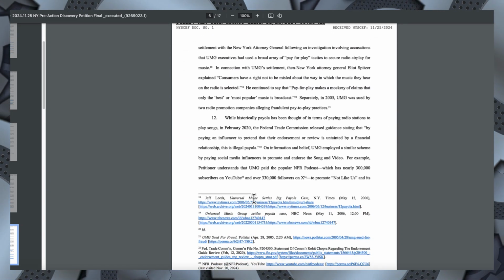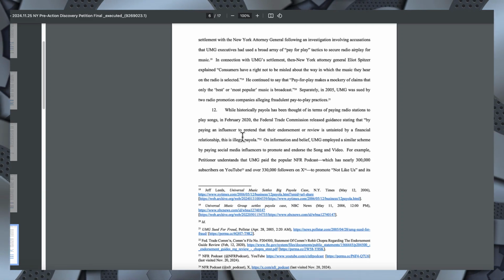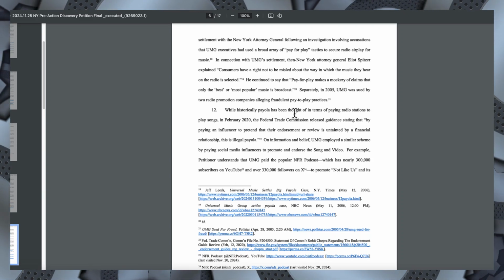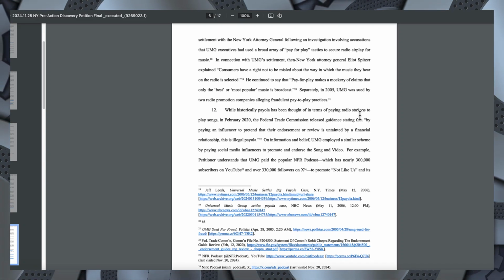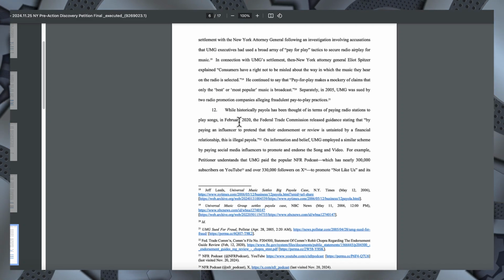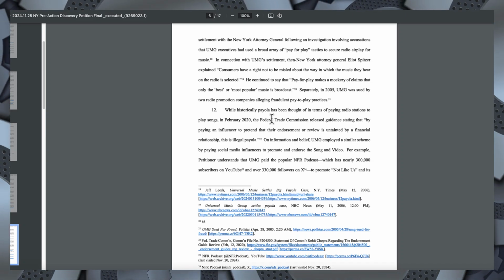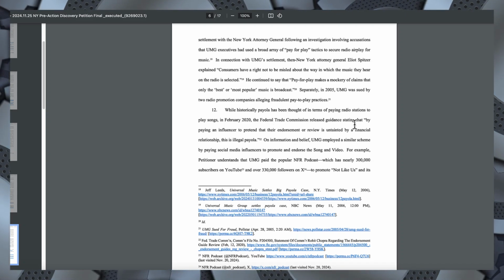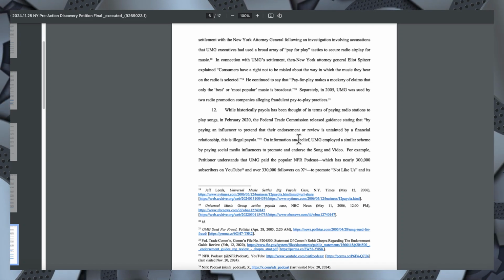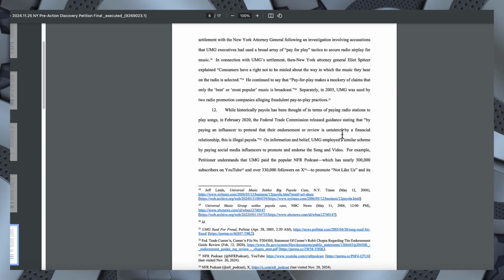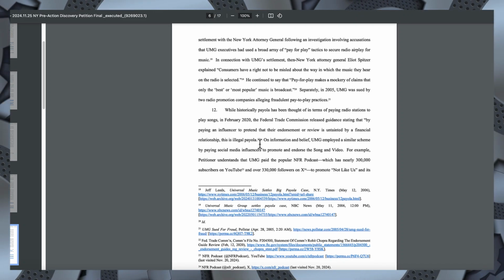So they're essentially saying they have a history of doing this. While historically payola has been thought of in terms of paying radio stations to play songs, in February 2020, the Federal Trade Commission, that's also the FTC, released guidance stating that by paying an influencer to pretend that their endorsement or review is untainted by a financial relationship, this is illegal payola.